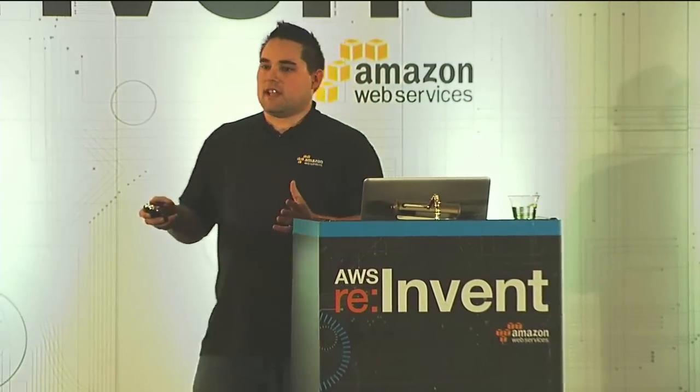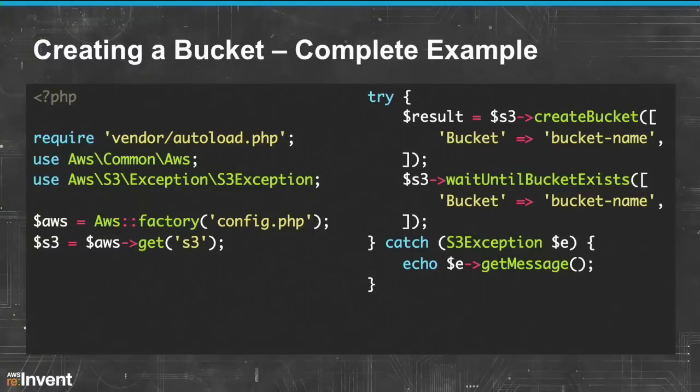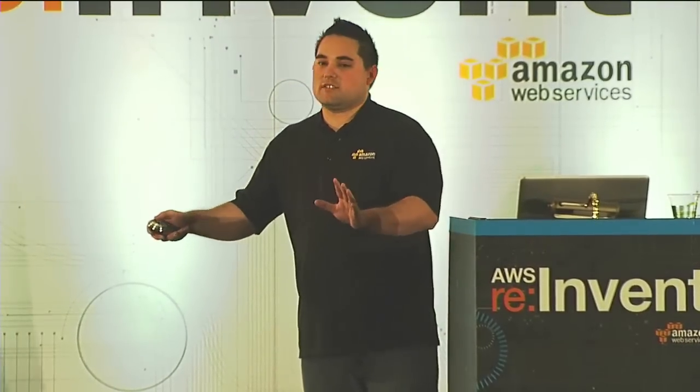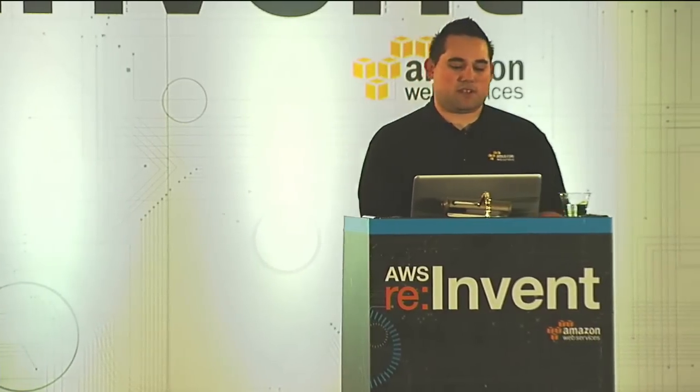So, like I said, we're going to look at create bucket, put object, and list objects in the S3 API. So we'll look at create bucket first. What you see on the screen right now is a complete code sample, start to finish, of bootstrapping the SDK, instantiating the S3 client, executing the create bucket operation, and doing a little bit of error handling. Don't focus too much on it, though, because I'm actually going to break this down over the next few slides and look at each part individually.